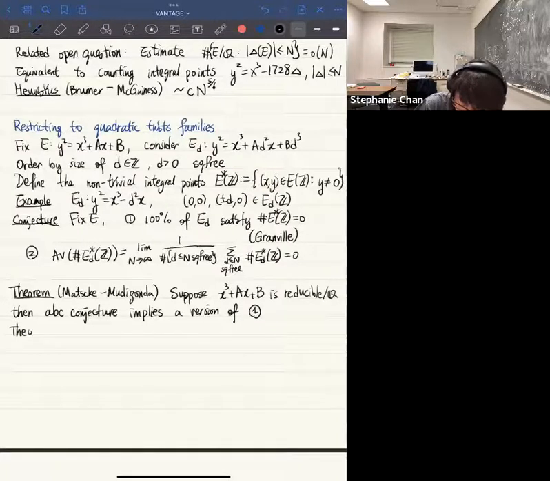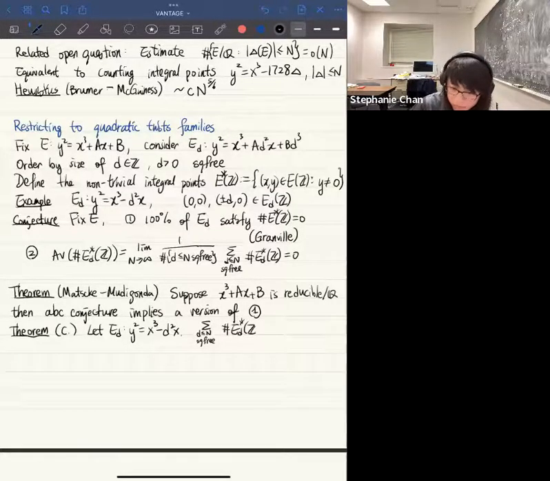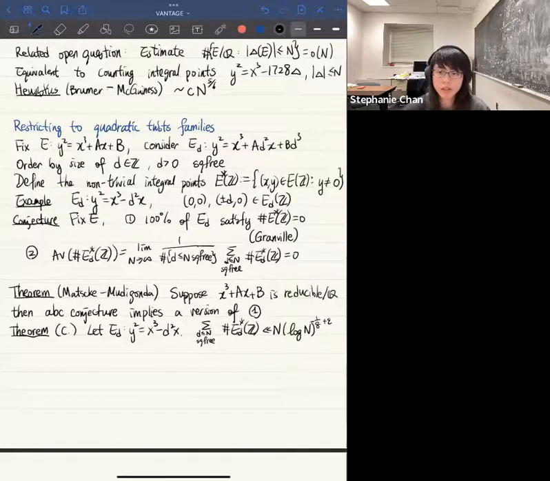All right, so something I've worked on is that I took a particular elliptic curve, which is the Congruent number curve, so the quadratic twist of y squared equals x cubed minus x. And I show that for this particular family, at least the average is indeed zero. The saving you get here is log n to the minus 1/8 plus some small epsilon.